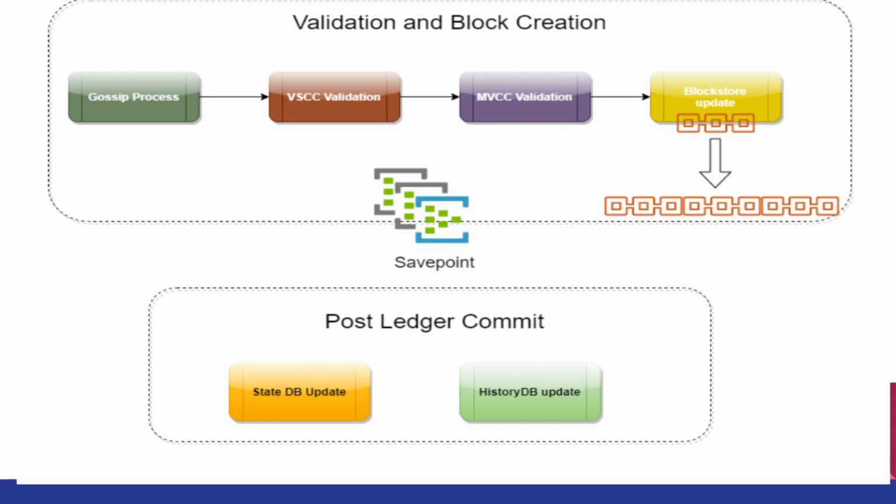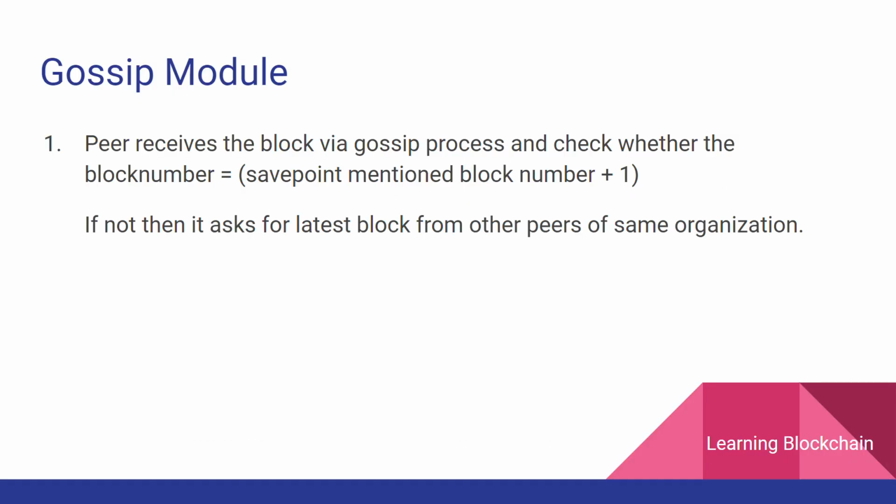So this is the holistic view, but the main point is that in each of the states, the peer can fail, the peer can crash, and if the peer crashes, then how on restart does it again get all the data from other peers and get up to date with the blockchain. So let's move to the next slide.